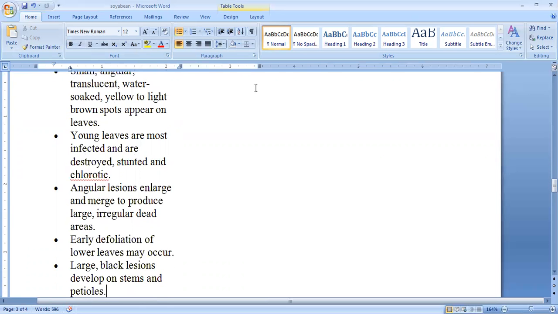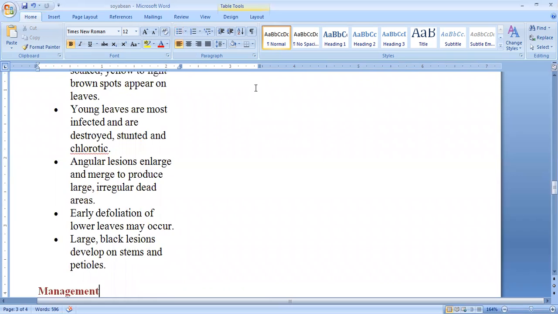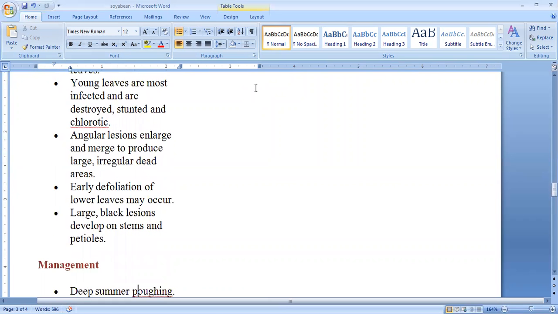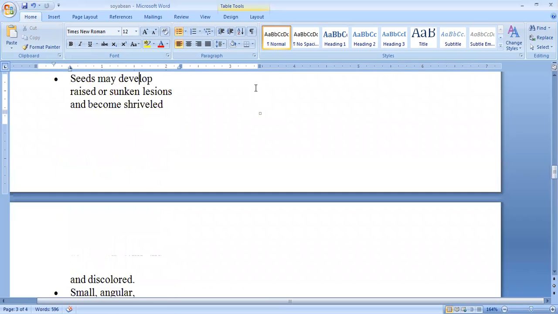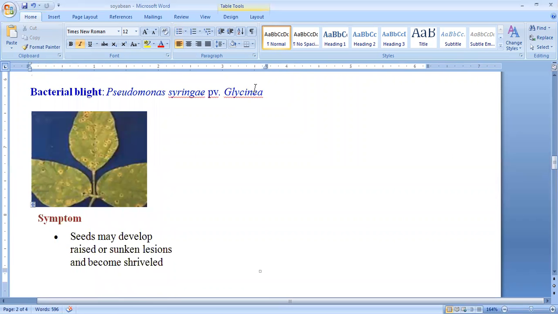They become stunted and chlorotic. Angular lesions enlarge and finally merge to produce large dead areas. This causes early falling of leaves, or defoliation of lower leaves. Large black lesions develop on the stem and leaves. Now you see the picture here. These are the lesions.